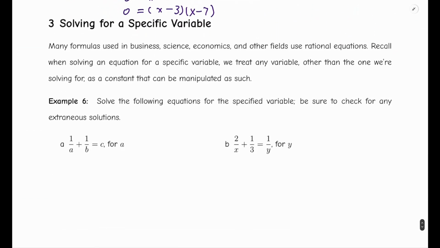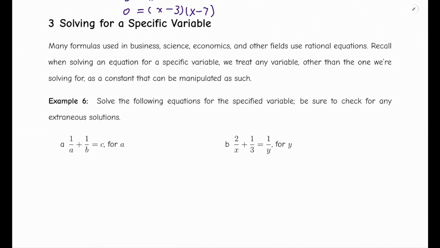Part 3, solving for a specific variable. Many formulas used in business, science, economics, and other fields use rational equations. Recall, when solving an equation for a specific variable, we treat any variable other than the one we're solving for as a constant that can be manipulated as such. Solve the following equations for the specified variable. Be sure to check for any extraneous solutions.